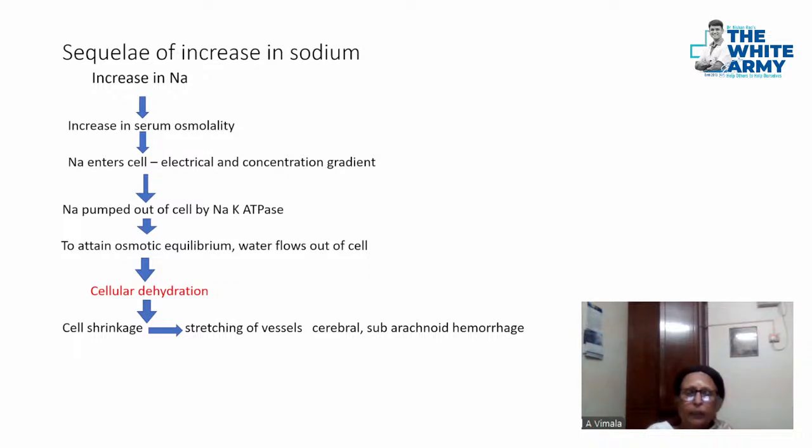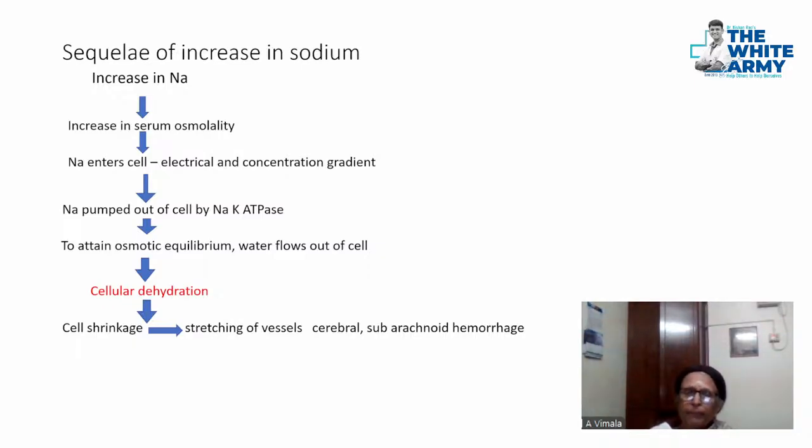ECF osmolarity continues to be high. The cell has a lower osmolarity because the solutes cannot come out. The water comes out to the ECF and dilutes the ECF to normalize the sodium. So that produces a cellular dehydration. Whenever the cell shrinks, there is stretching of vessels. They can result in cerebral and subarachnoid hemorrhage.